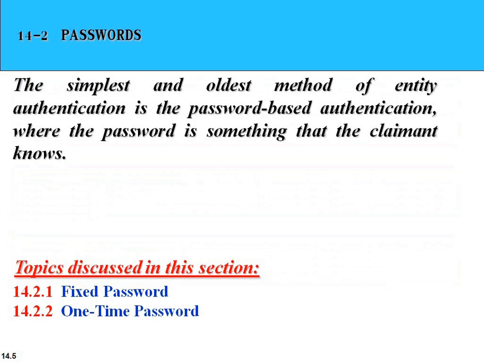Let us look at the first category, that is passwords. Passwords are the simplest and the oldest method of entity authentication, where the password is something that is known to the claimant. Each user has a user identification that is public and a password that is private, and we can divide these authentication schemes into two groups, the fixed password and the one-time password. Let us see these categories one by one.